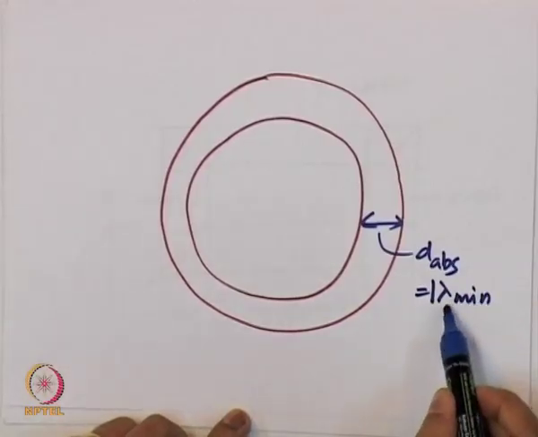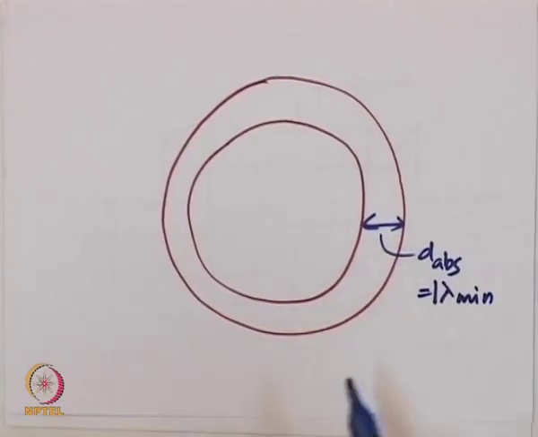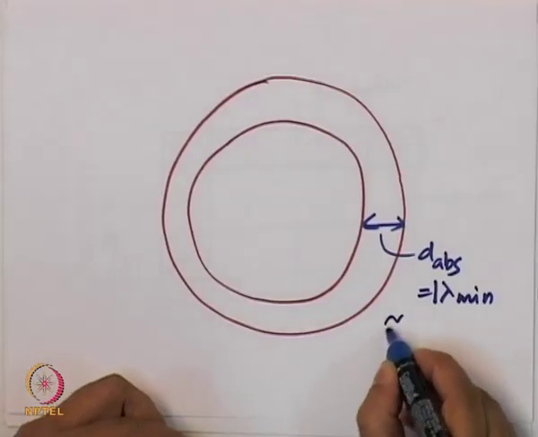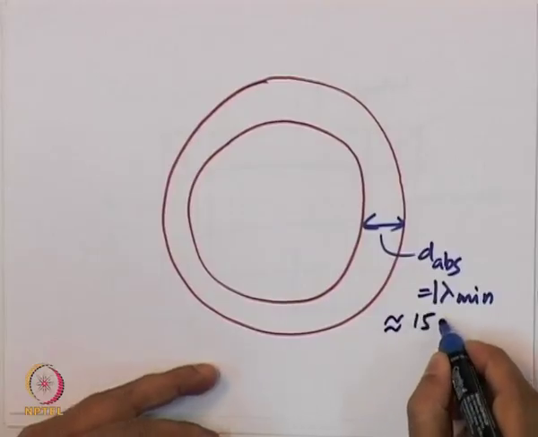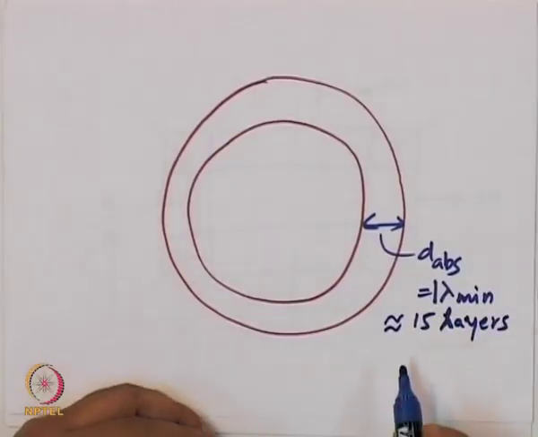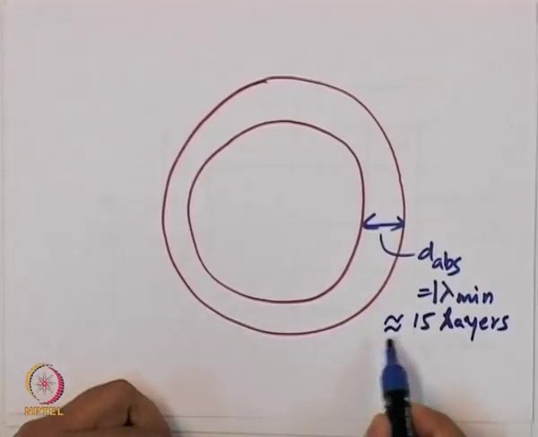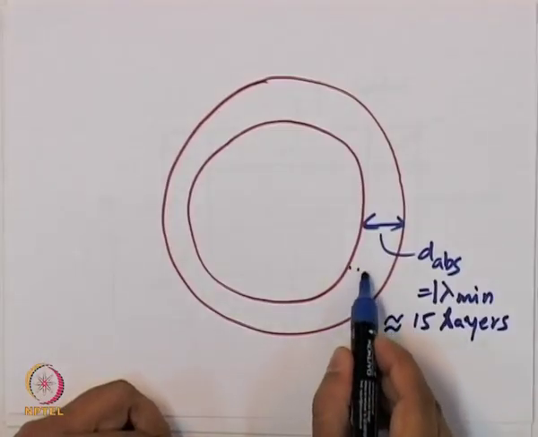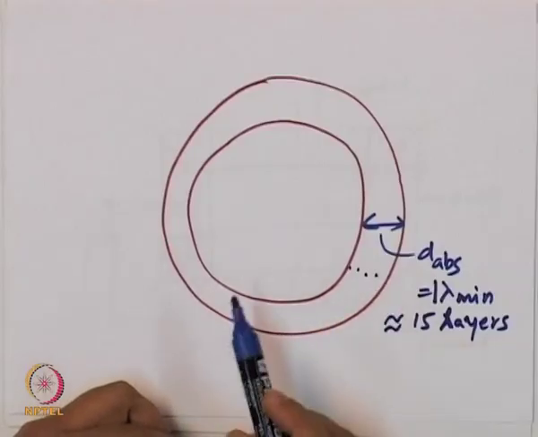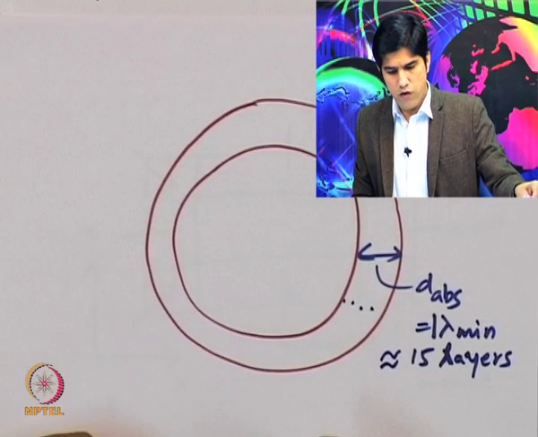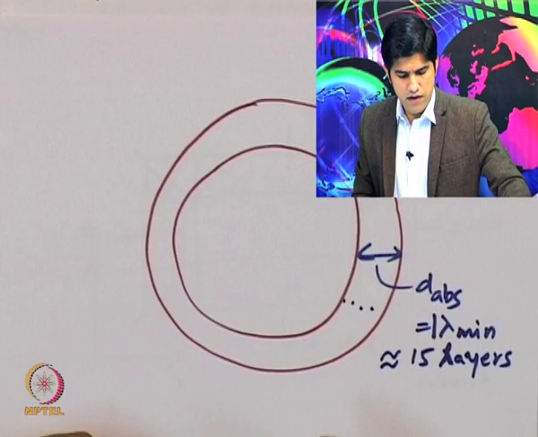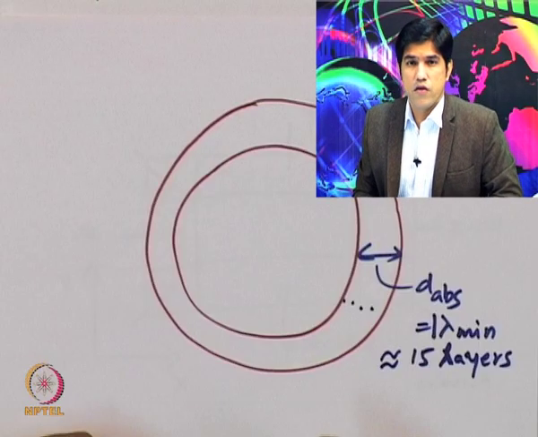Whatever my minimum wavelength is, I will choose that as the thickness of my absorber. In most practical discretization levels, we are talking about something around 15 layers of PML. When I say 15 layers, I am talking about 15 cells. So the number of triangles in each of the directions will be roughly 15. This is a figure we can use as a rule of thumb, and we can live with it because in most applications we are talking about 10 to 15 cells.